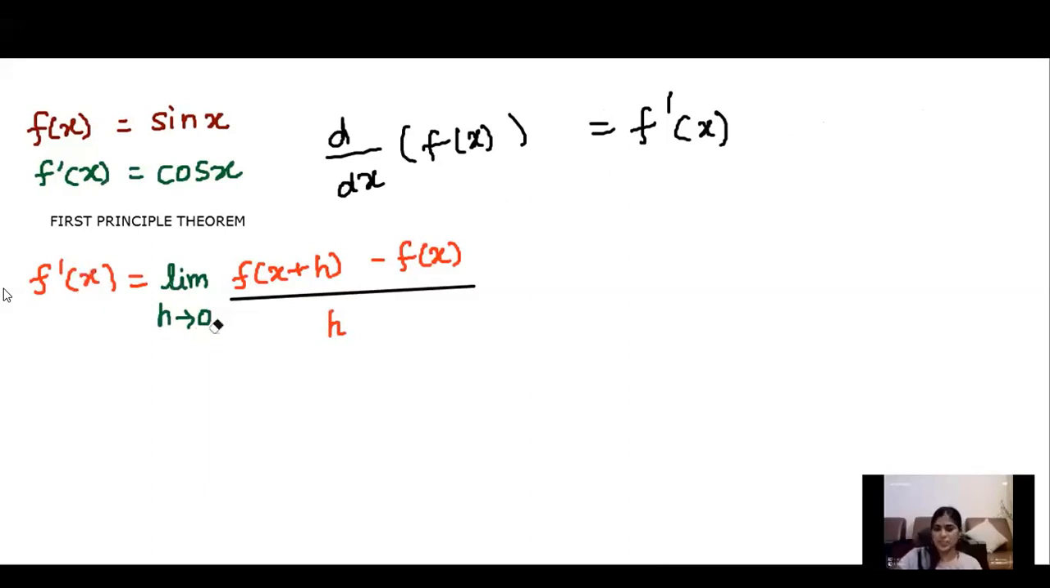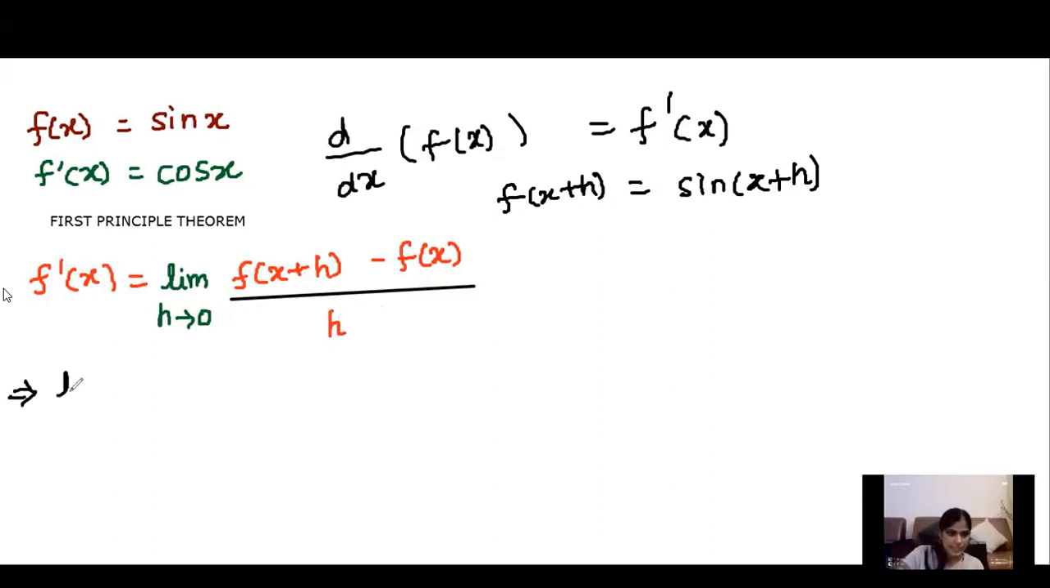So, limit h tends to 0, h approaches 0, I have explained what it means. f of x plus h means you have to change the function x into x plus h. So f of x becomes f of x plus h. So sin x is going to be sin of x plus h, and here you do have f of x. So write sin x there as it is, and keep the whole upon h with the variable h as it is.